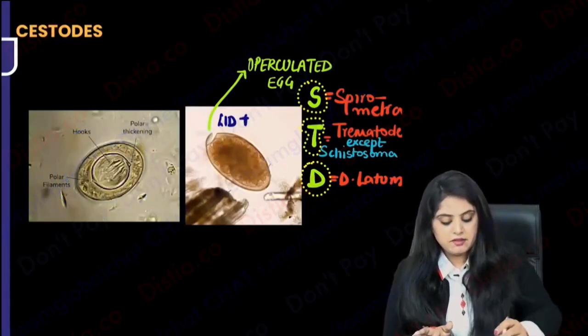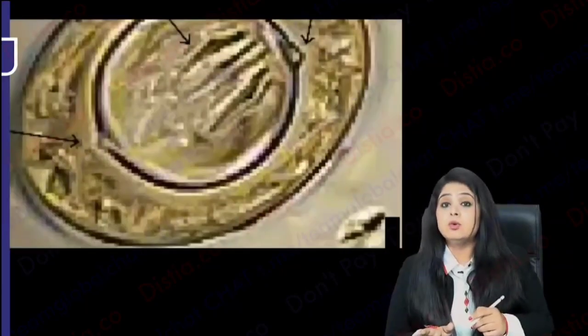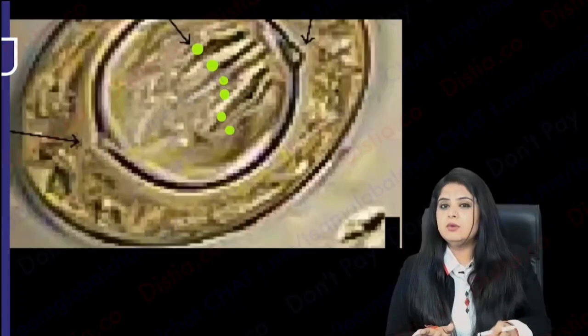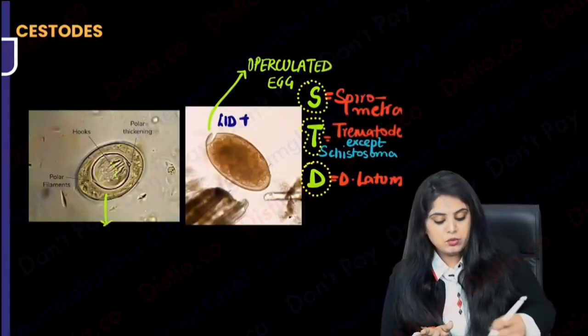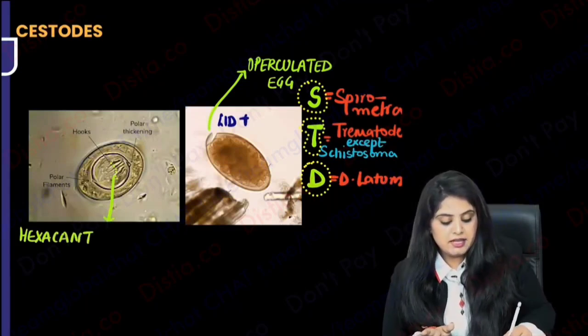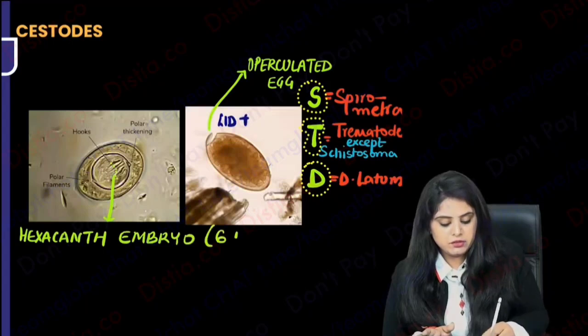Dekho, this is an egg. If I zoom into it, I will count the hooklets: 1, 2, 3, 4, 5, 6. Very faintly you can see, but yeah, this is known as a hexacanth embryo because it has 6 hooklets in the egg. Is that okay? So you've understood the reason for it.